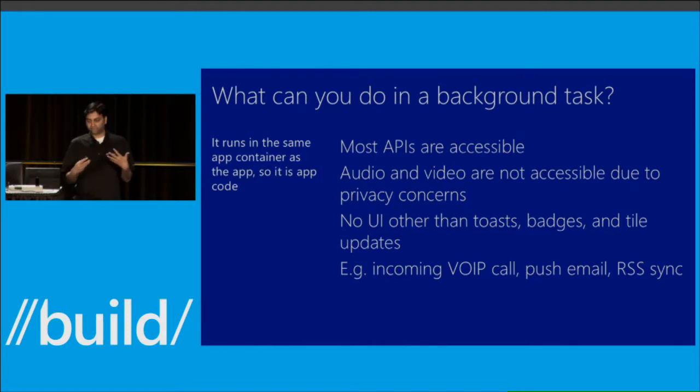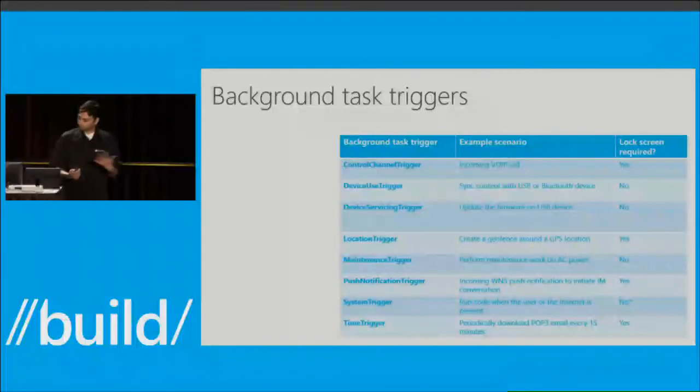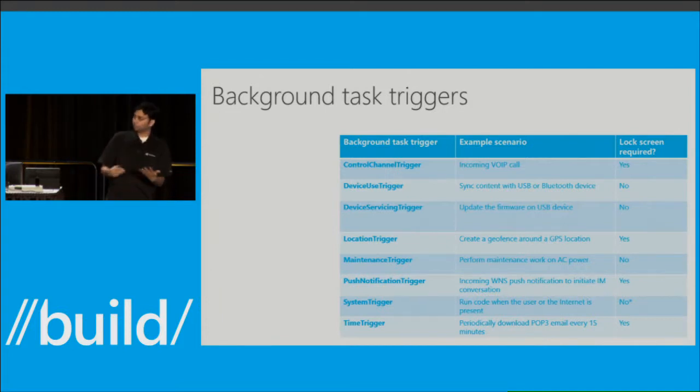And in fact, this is exactly what we want your background task to do. And like I mentioned, a background task has a set of triggers that are provided by the system, and when the triggers are fired, the background task runs. So examples of these triggers are something like control channel trigger. A control channel trigger is a trigger that is used by VoIP apps or even mail apps. And so these apps need a long-lived socket connection to the server.